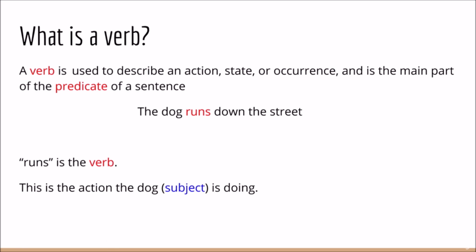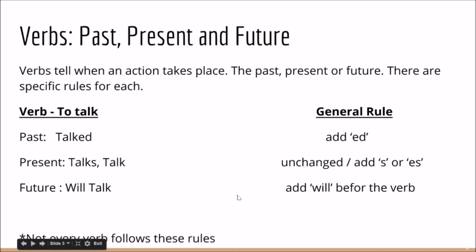We can identify the verb by looking for the action. What's the action in this sentence? The dog runs. Running, or runs, is the action. That is the verb. This is the action that the subject, remember, the person that the sentence is about, is doing. Now, verbs can tell a person the time that the action is taking place.